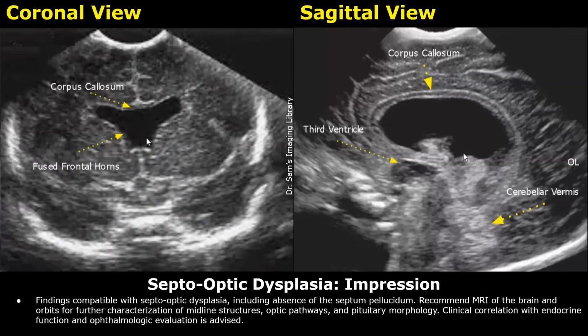This is the impression. Findings compatible with septo-optic dysplasia, including absence of the septum pellucidum. Recommend MRI of the brain and orbits for further characterization of midline structures, optic pathways, and pituitary morphology. Clinical correlation with endocrine function and ophthalmologic evaluation is advised.